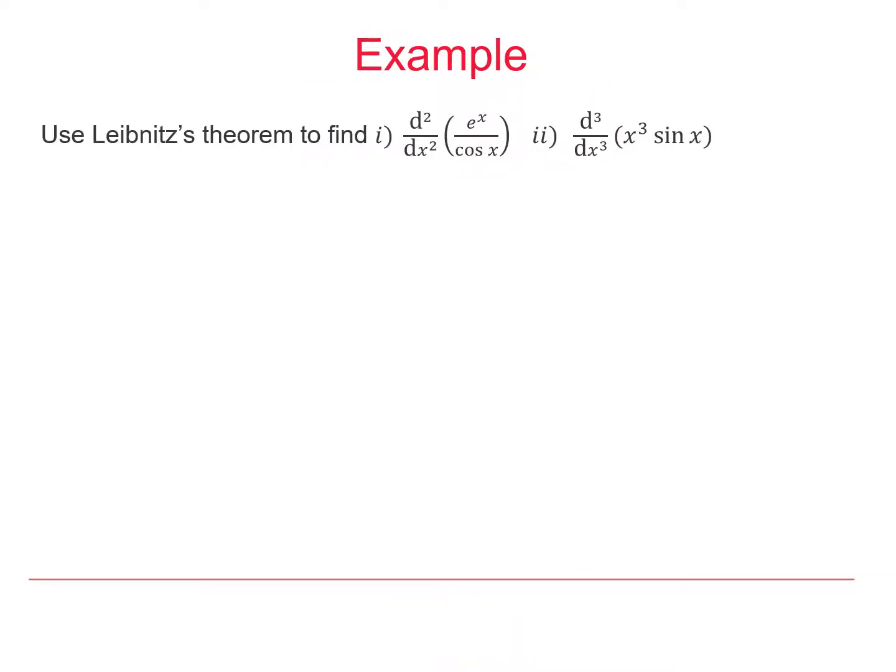So here we have two examples to work through using Leibniz's theorem. This first one looks as though it's more of a quotient than a product, but we can rewrite that e to the x over cos x as e to the x sec x. Now, to apply Leibniz's theorem, we're going to need to find the first and second derivatives of both of these functions, but e to the x just differentiates to itself, so we've actually got the same function for the first and second derivatives as well. But we do need to find the first and second derivatives of sec x.